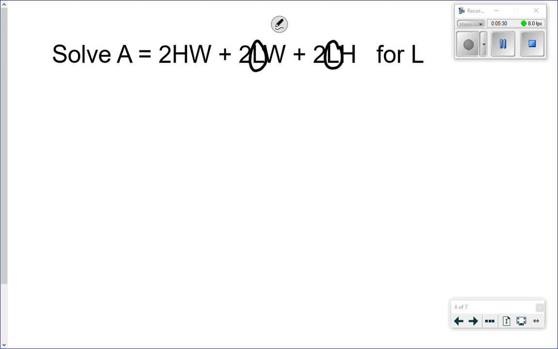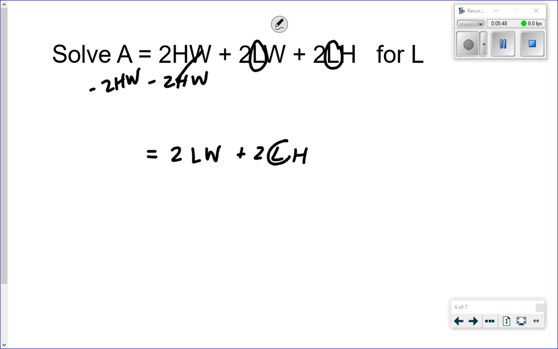So every time you see a problem that is set up like this, it's going to be solved the same way. So the first thing we need to do is get rid of the term that has nothing to do with L. So I need to subtract 2HW from both sides. So on the right, I've got 2LW plus 2LH. And on the left, I have A minus 2HW. Because those can't be put together, they're just going to stay separate.